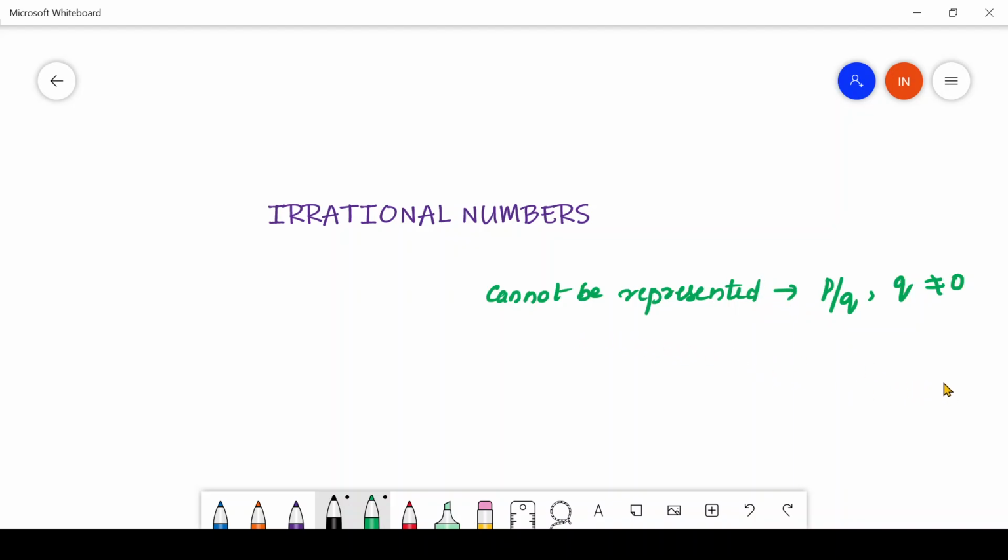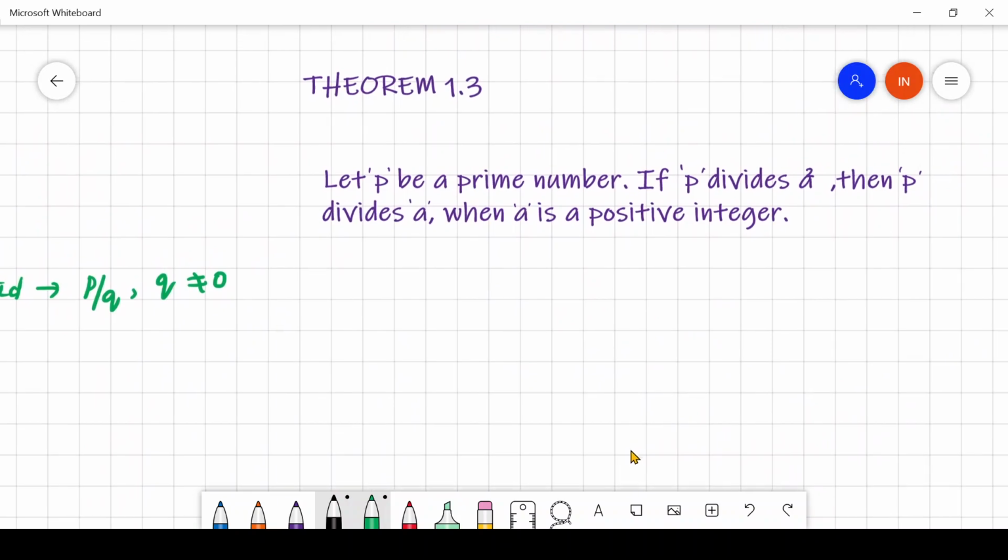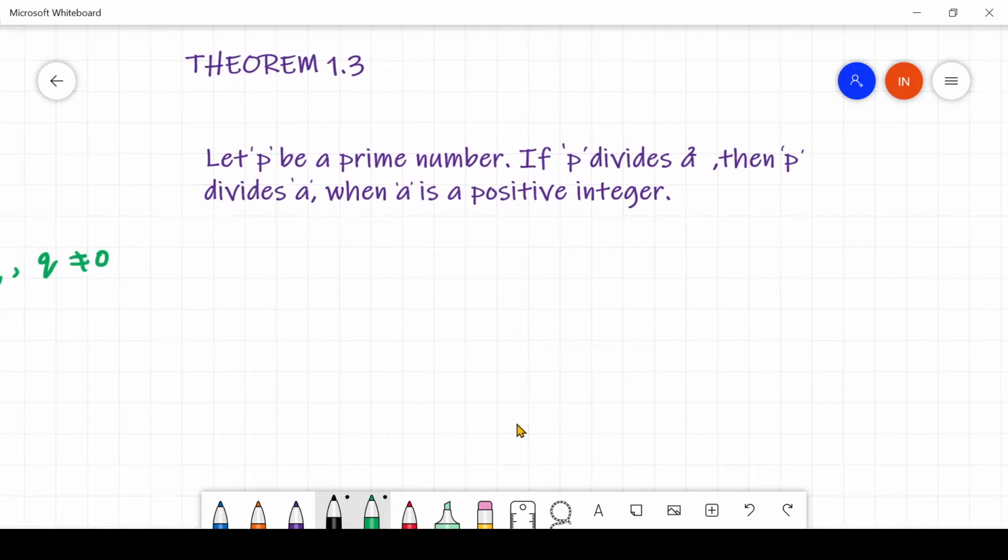In your book, it is given as theorem 1.3. That's what I'm going to explain to you now. Theorem 1.3 says: let p be a prime number. If p divides a square, then p divides a, when a is a positive integer.